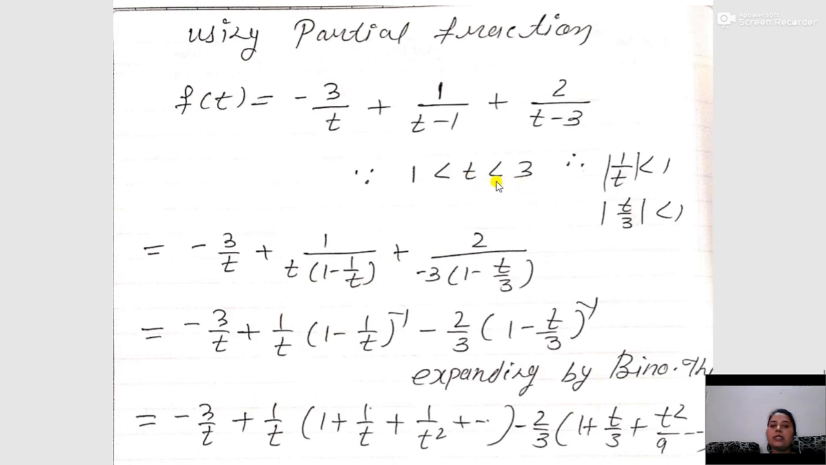divide both the sides by 3. Mod t by 3 is less than 1. Therefore, from this denominator, if we take minus 3 as common, it will be minus 3 into (1 minus t by 3), and we have shown that mod t by 3 is less than 1. Therefore this bracket can be expanded using binomial theorem. So by applying binomial theorem, the second and third terms can be expanded.